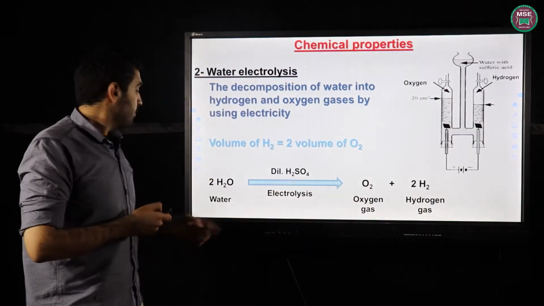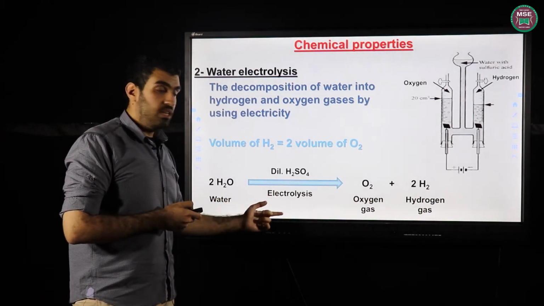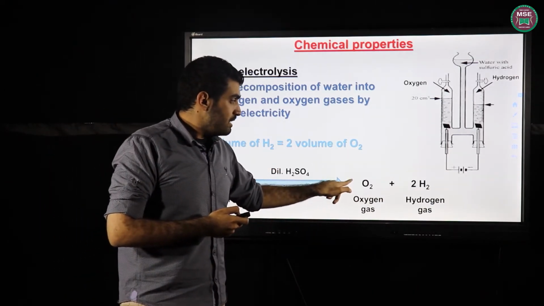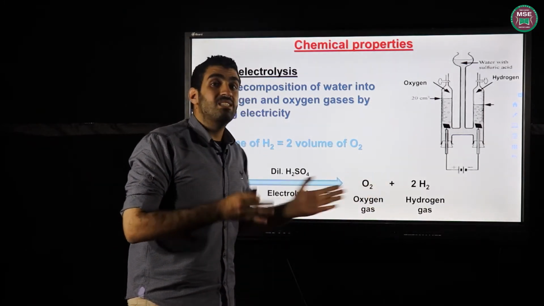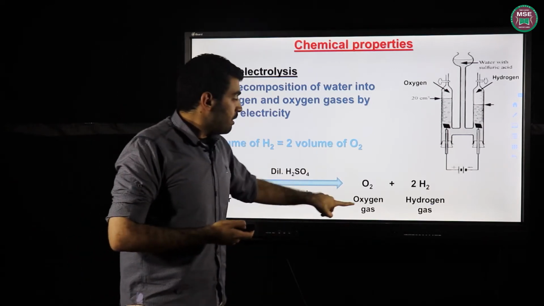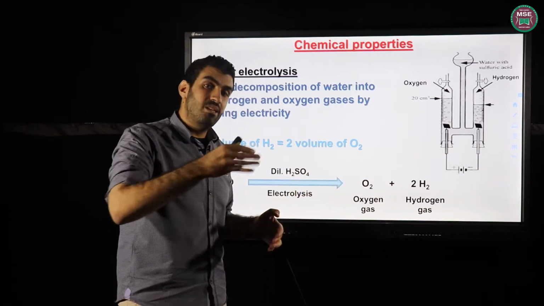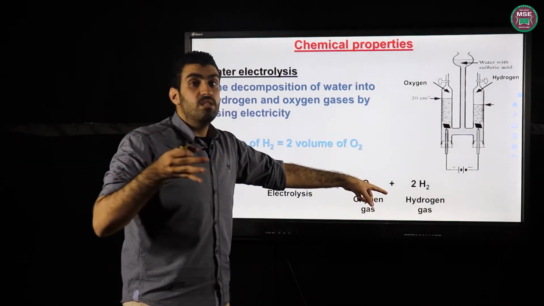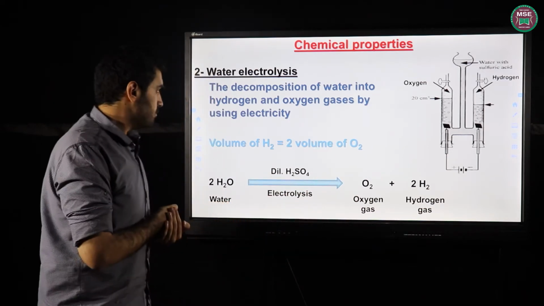According to the equation, two molecules of water are divided by using electrolysis and by adding diluted sulfuric acid into one molecule of oxygen gas and two molecules of hydrogen gas. So the volume of hydrogen gas is double the volume of oxygen gas. When I ask you again, if the volume of oxygen is 10 cm³, the volume of hydrogen is double, 20 cm³. If the volume of hydrogen gas is 30 cm³, the volume of oxygen is 15 cm³.